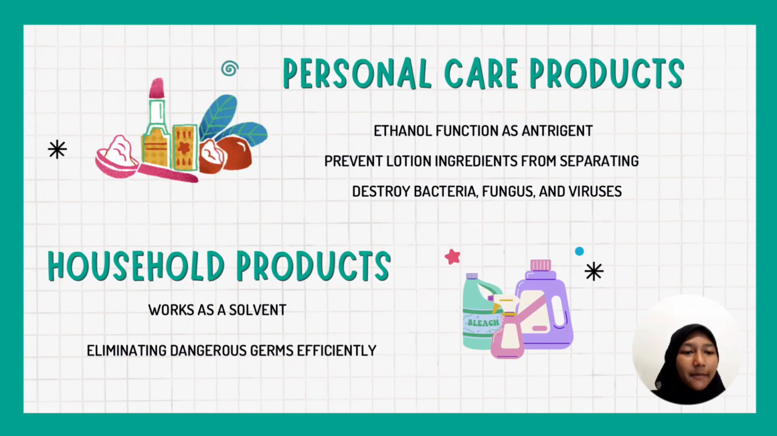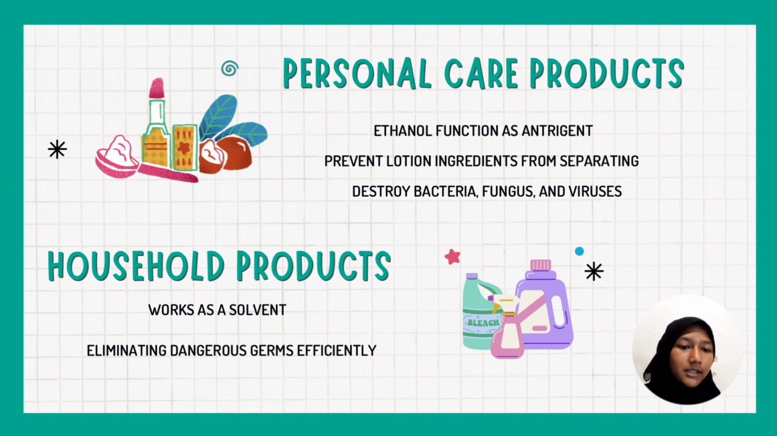Let's move on to the application of ethanol in industry. First of all, we have personal care products, where it can be found in beauty products. Its function as an astringent is that ethanol helps to clean skin, and it also acts as a preservative in lotion. Other than that, it prevents lotion ingredients from separating and being contaminated. Moreover, it can also destroy bacteria, fungi, and viruses, which is mainly used in hand sanitizer.